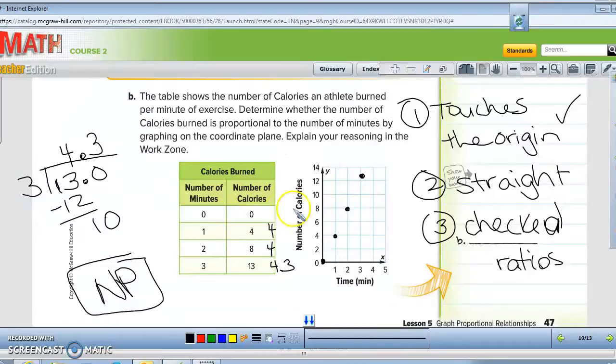So, if you're not sure if it looks straight, again, check your points. Remember, 0, 0 is okay. It doesn't count, so check the other ratios, see if they're equivalent. 1 goes inside of 4 4 times. 2 goes inside of 8 4 times. But 3 doesn't go into 13 exactly 4 times. I came over here and divided. I got 4.3, so that makes this non-proportional.